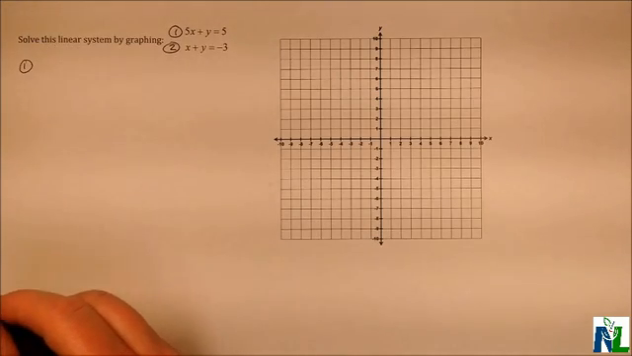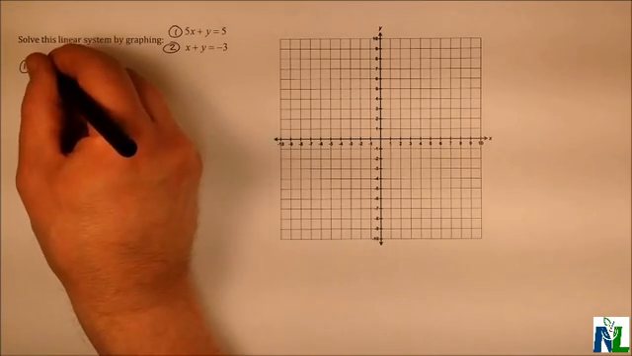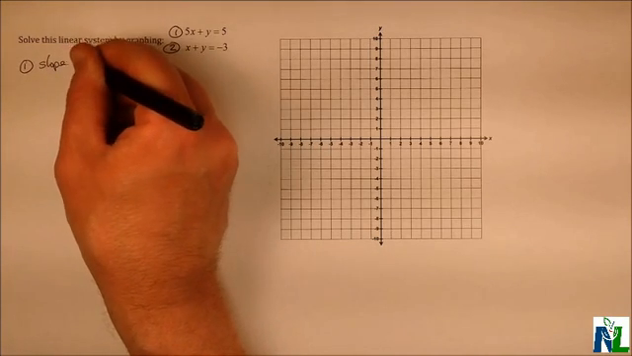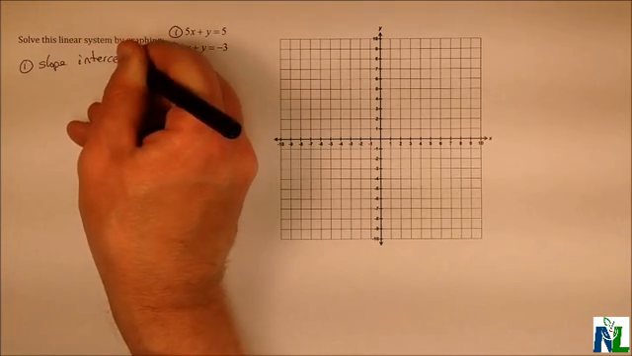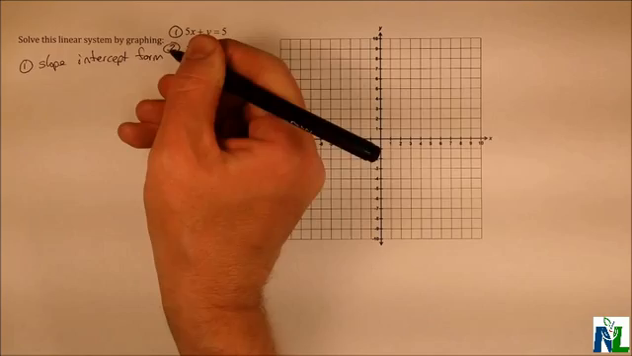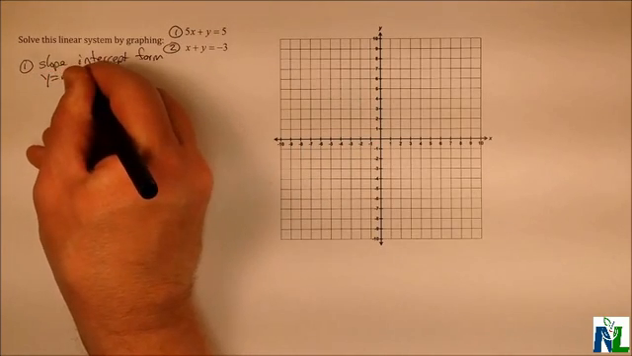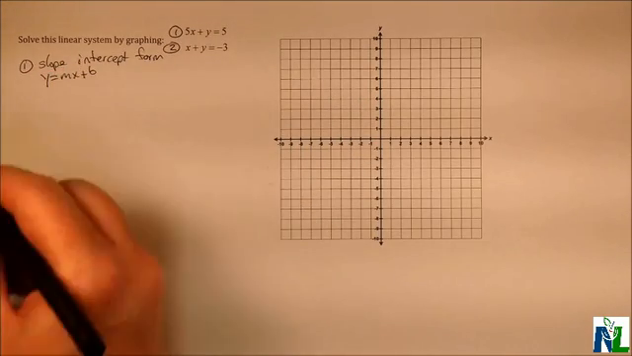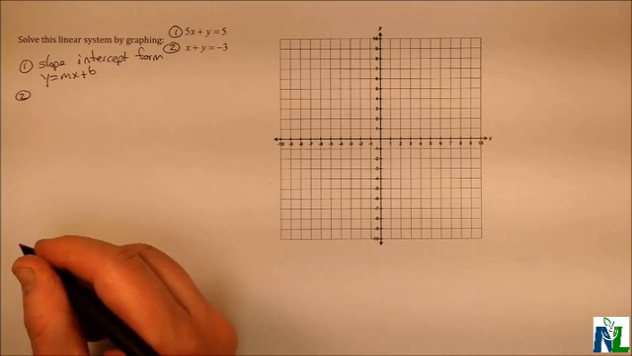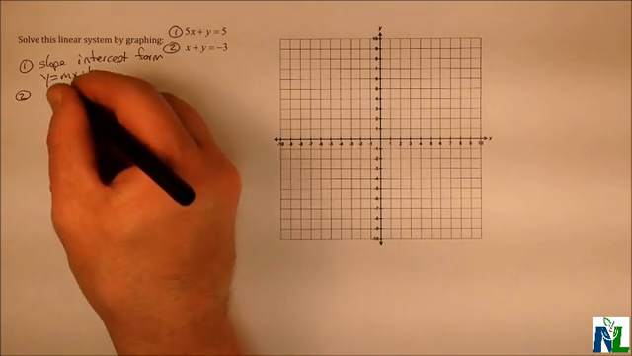To graph equation 1, I'm going to put it in slope-intercept form. In other words, I'm going to put it in y equals mx plus b form. To graph equation 2, I'm going to determine the x and y intercepts of the graph.